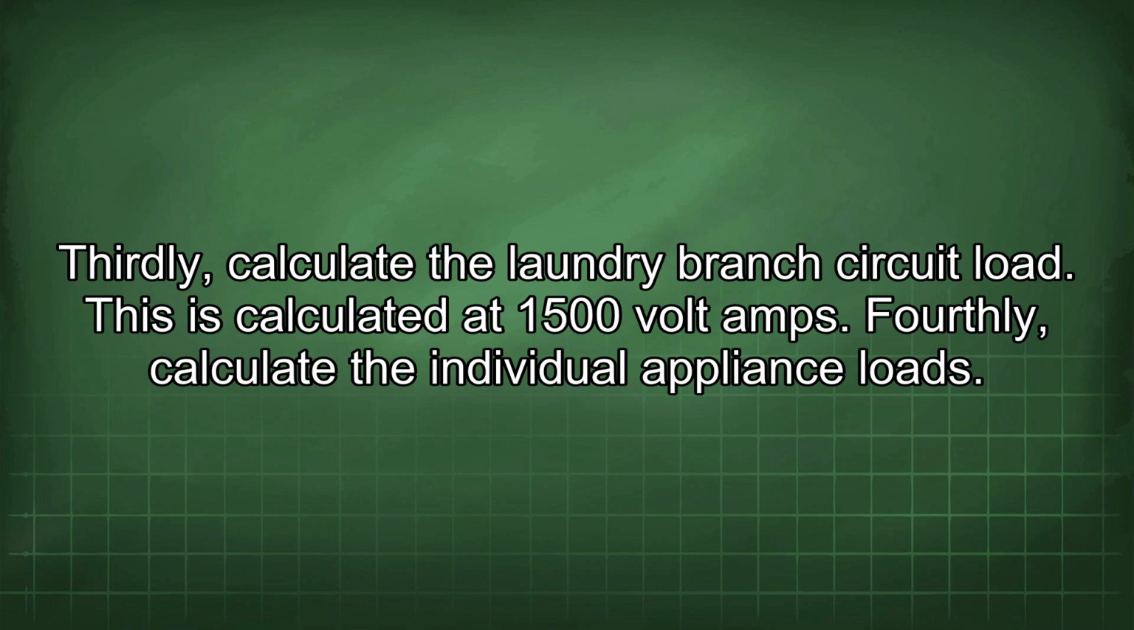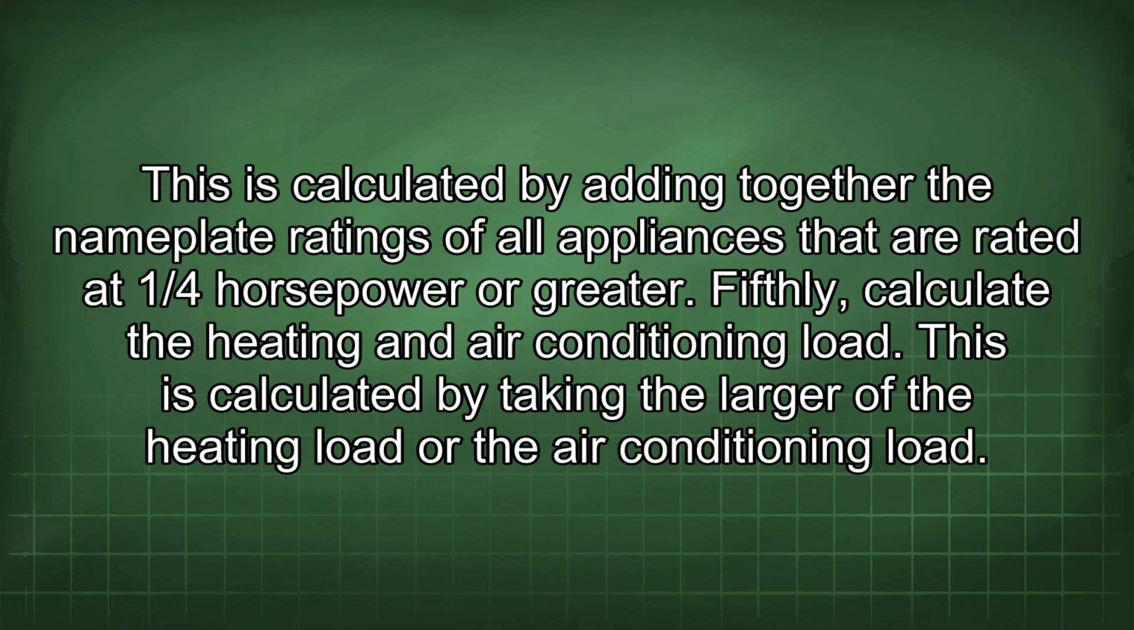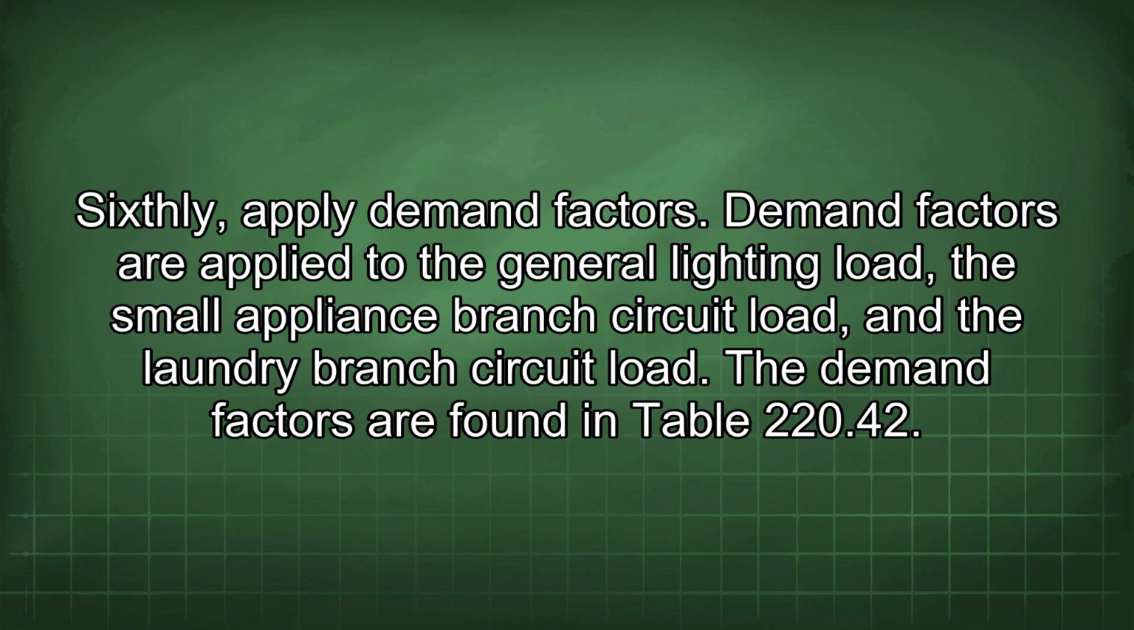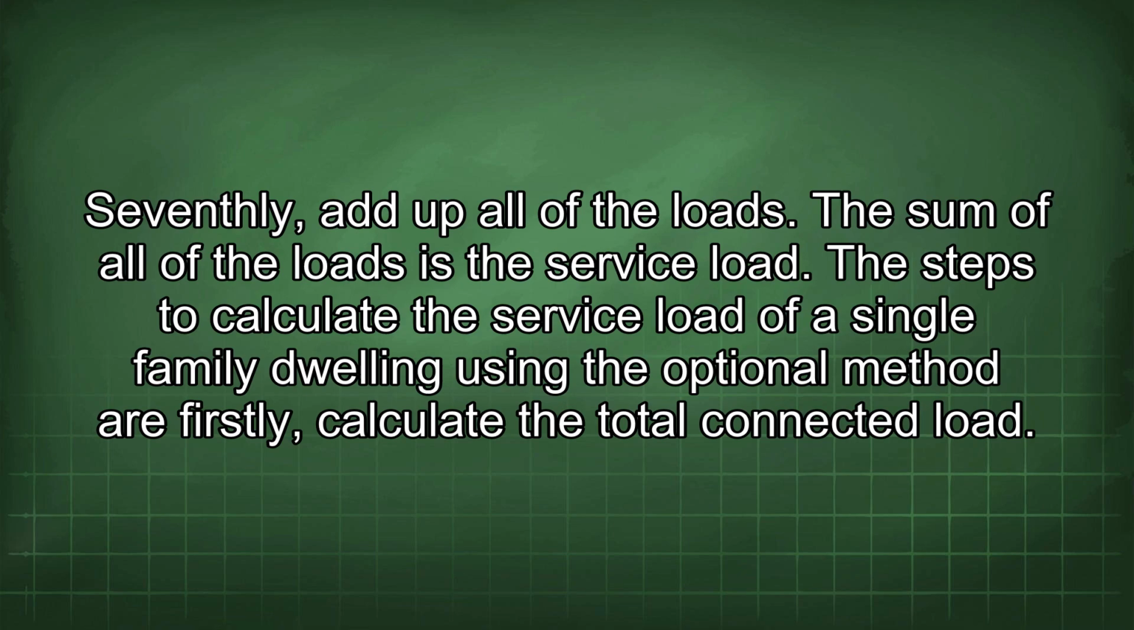Fourthly, calculate the individual appliance loads. This is calculated by adding together the nameplate ratings of all appliances that are rated at 1/4 horsepower or greater. Fifthly, calculate the heating and air conditioning load. This is calculated by taking the larger of the heating load or the air conditioning load. Sixthly, apply demand factors. Demand factors are applied to the general lighting load, the small appliance branch circuit load, and the laundry branch circuit load. The demand factors are found in Table 220.42. Seventhly, add up all of the loads. The sum of all of the loads is the service load.